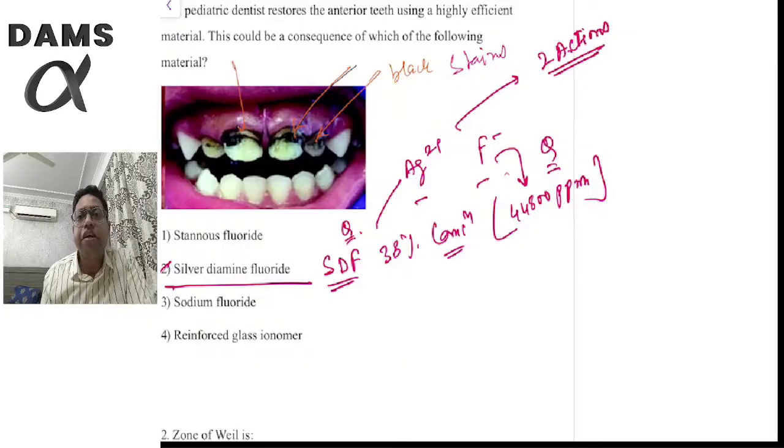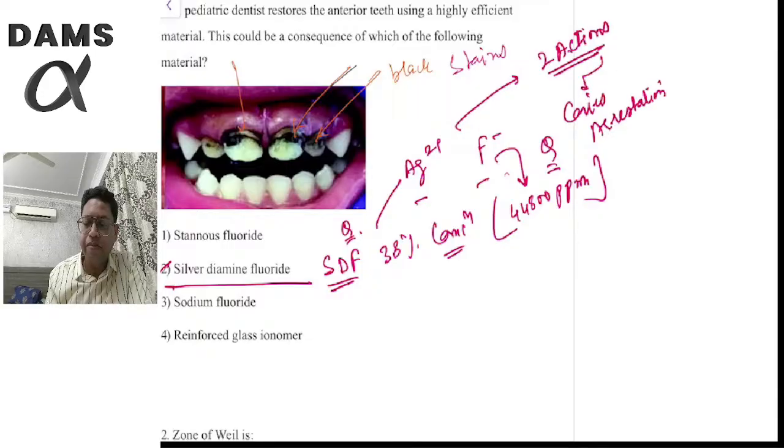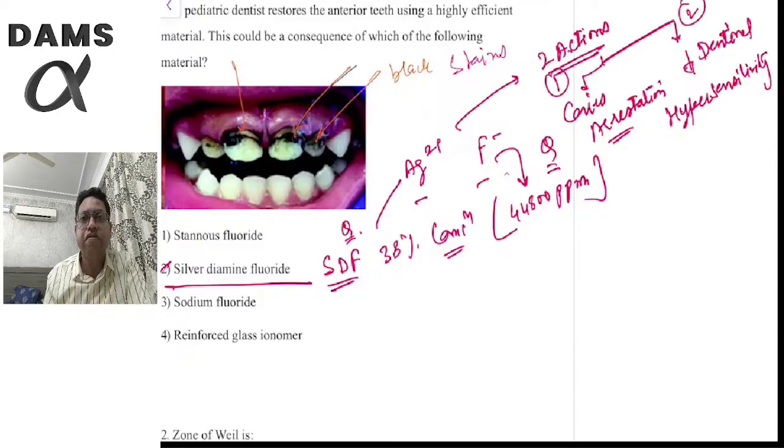It is an FDA approved material and for two actions. One is caries inhibition, or more than inhibition, we can say caries arrestation. Whatever active carious lesions are there, it arrests them, and this also prevents dentinal hypersensitivity. These are the two modes of action for this.